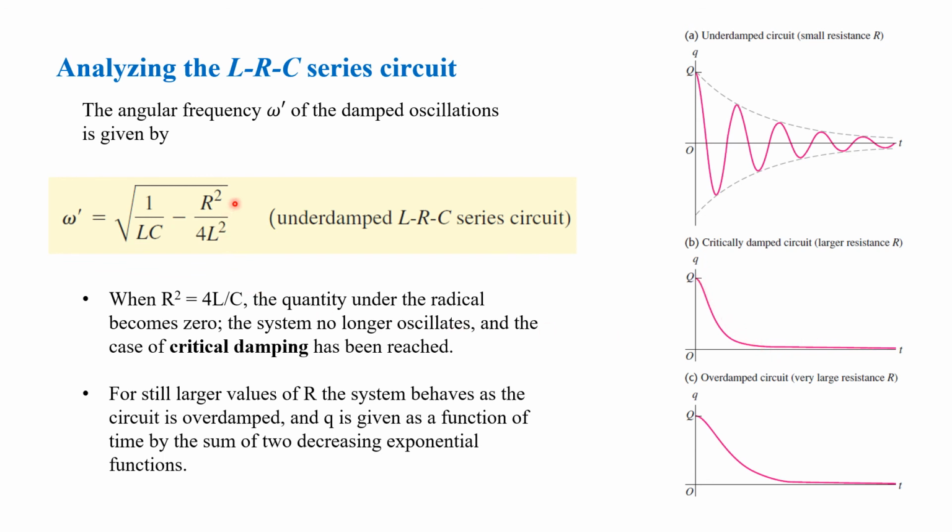For still larger values of R, the system behaves as an overdamped circuit, and Q is given as a function of time by the sum of two decreasing exponential functions. You can compare this again with your spring, as you can see. If you overstretch your spring, it will no longer oscillate like this one here. Or you have also this overdamped circuit here.